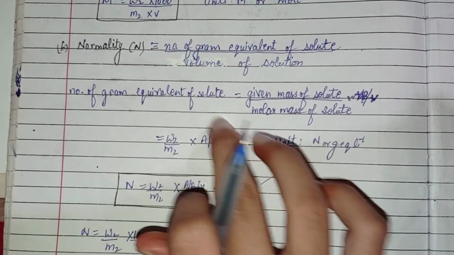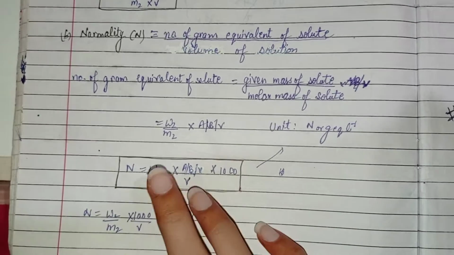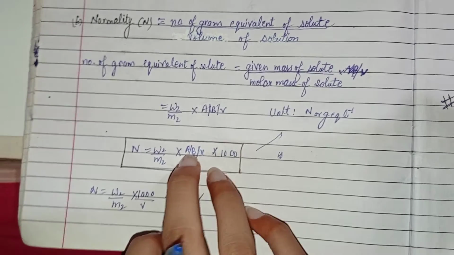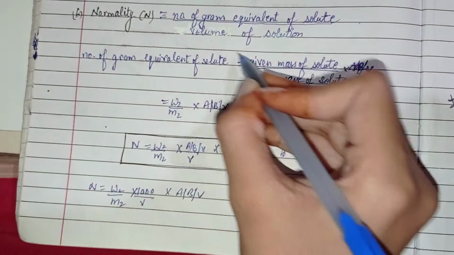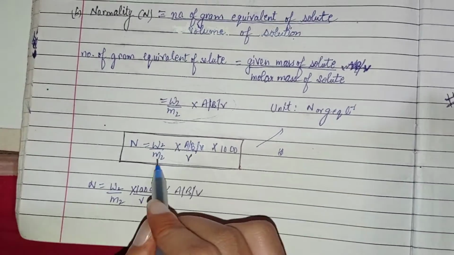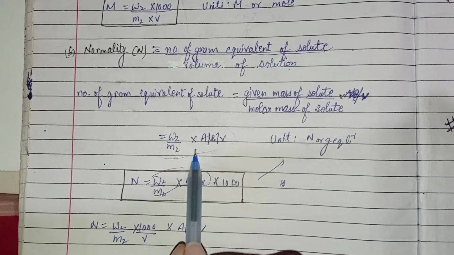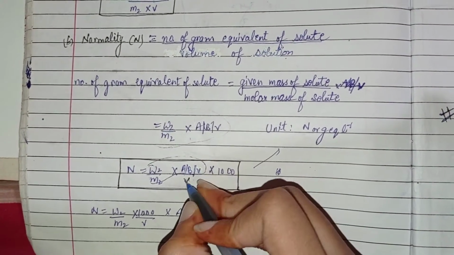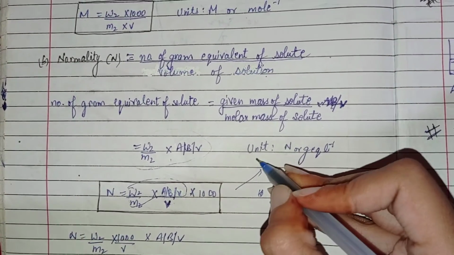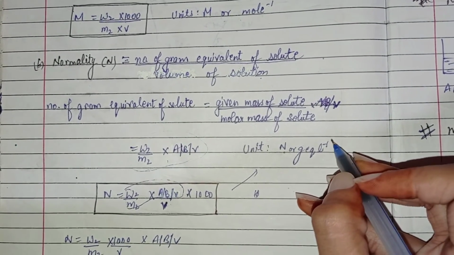Now we will put this in the normality formula. So our final formula of normality will become W2 upon M2 into acidity, basicity and valency upon volume of solution. We are putting this in place of number of gram equivalents of solute upon volume of solution into 1000. Now the unit of normality is capital N or gram equivalent per liter (gram equivalent liter inverse).